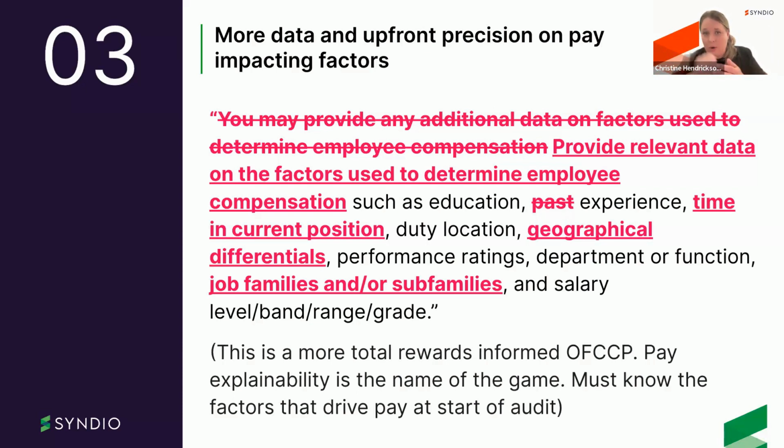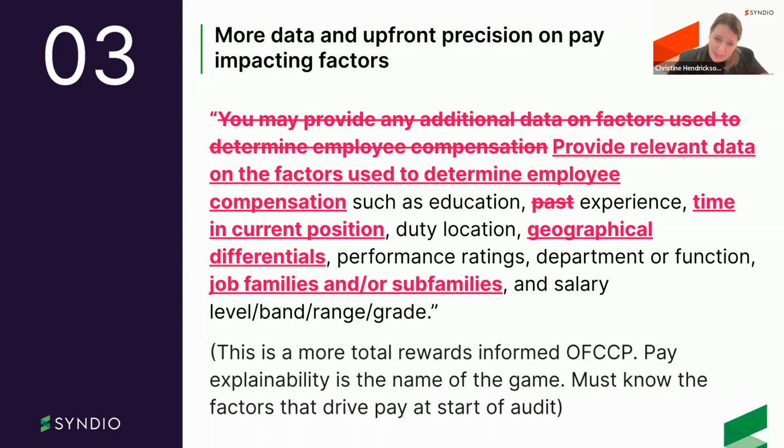What has changed now with the OFCCP is that they're saying you must provide right up front, 30 days after you receive the letter, the factors that you're using to determine compensation. And they give some examples here: education, experience, time in current position, duty location, etc. But job families and the like. These are in the PayEQ platform often considered to be the control factors that we're including in the statistical analysis.